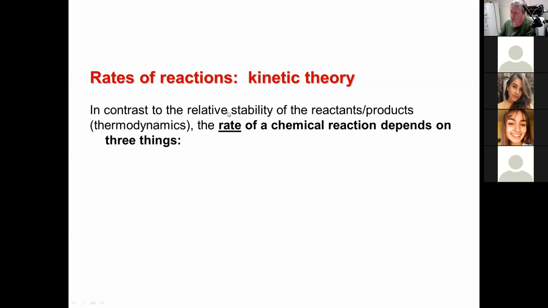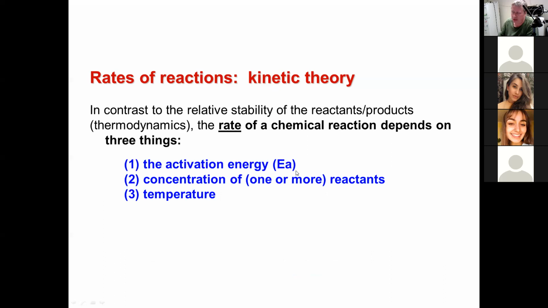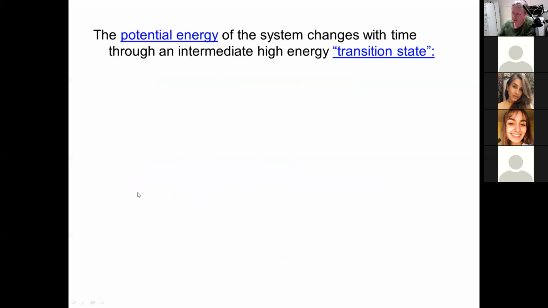In contrast to the stability of the reactants and products, the rate of the reaction depends on three things. The activation energy, which is kind of like the little energy barrier you have to overcome for the reaction to occur. The concentration of one or more reactants, and temperature. Those three things will define the rate of the reaction, or the kinetics.